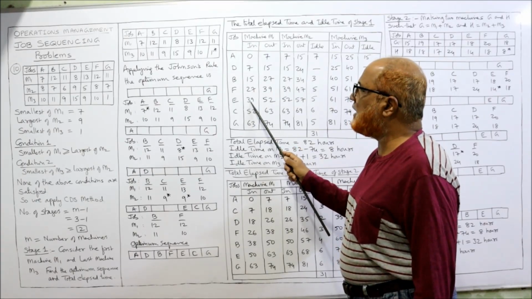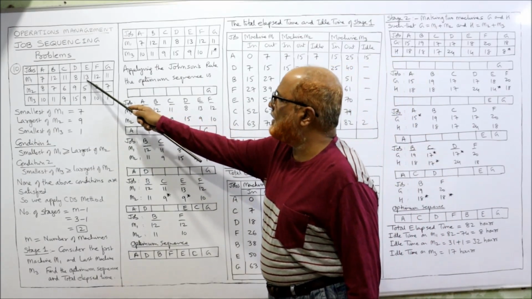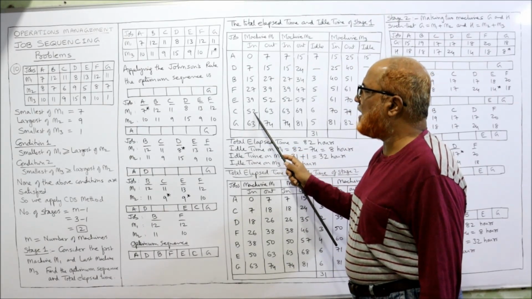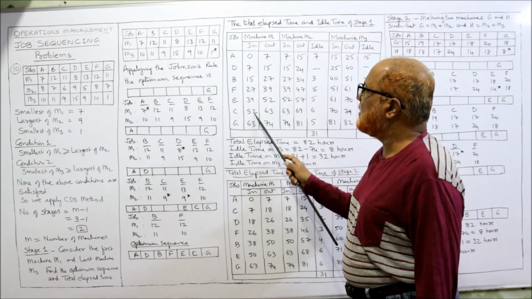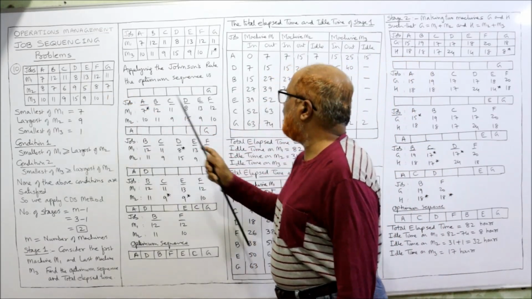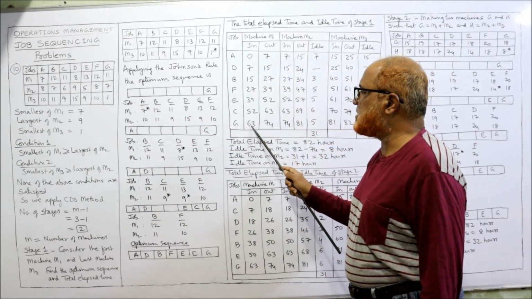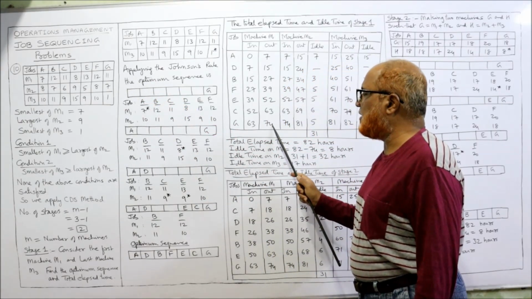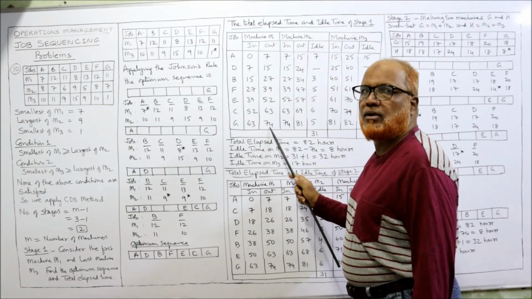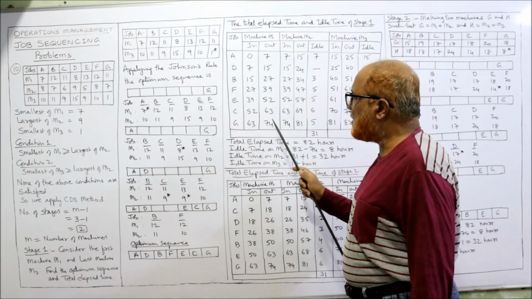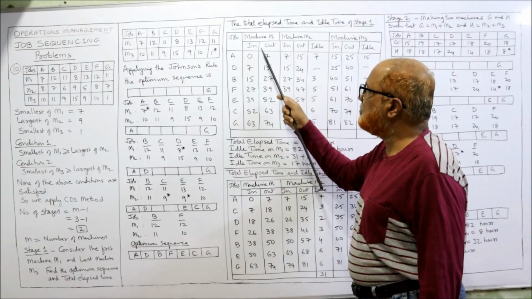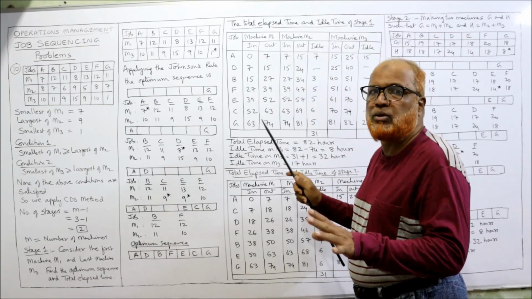From 39, E on M1 is 13. 39 plus 13, 52. C on M1 is 11. 52 plus 11, 63. From 63, G on M1 is 11. 63 plus 11, 74. So we have started from 0 hours and continuously gone up to 74 hours on machine M1. No idle time in between.